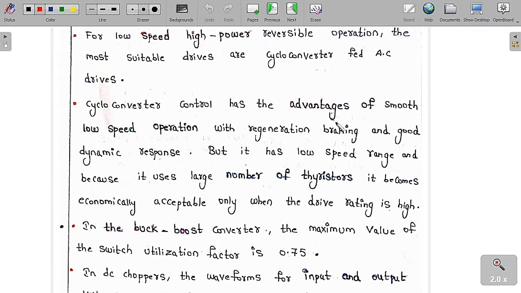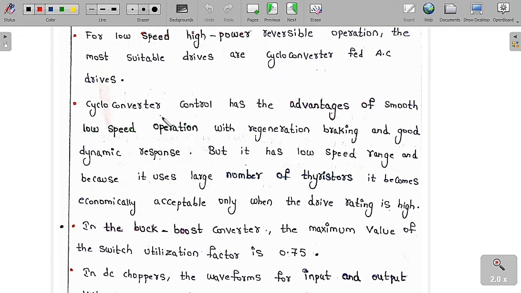Cycloconverter control has the advantages of smooth low speed operation with regenerative braking and good dynamic response. So why are cycloconverters used for low speed and high power reversible operation? Because we can easily get low speed operation with regenerative braking with the help of a cycloconverter, and we also get good dynamic response.